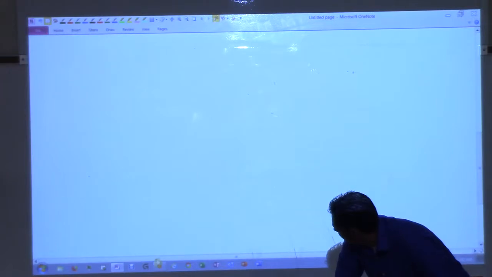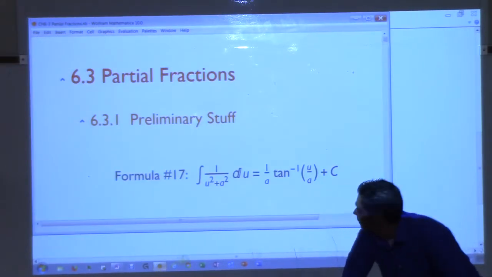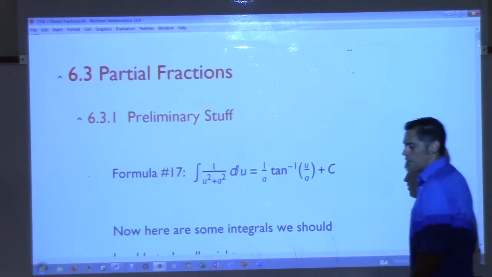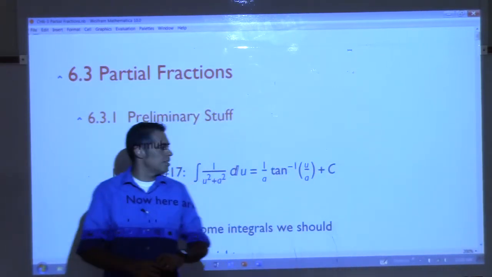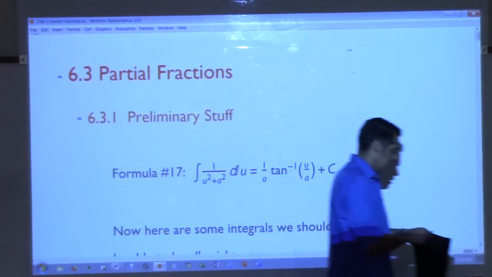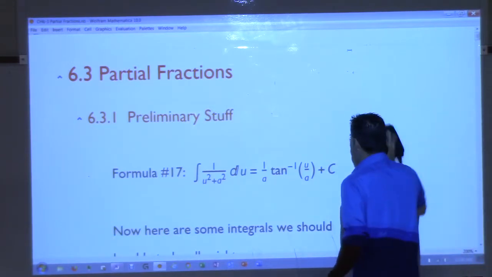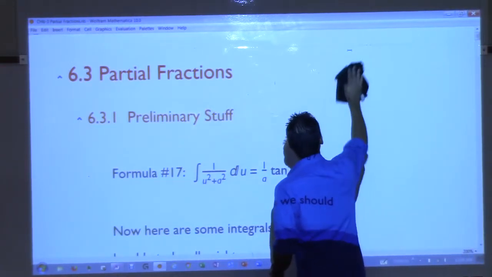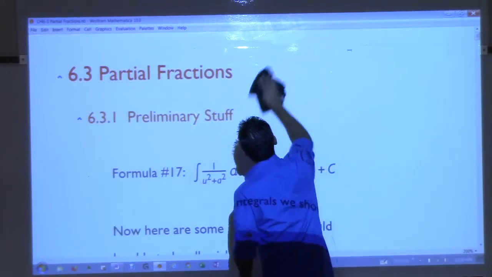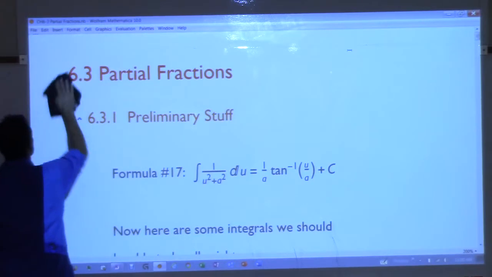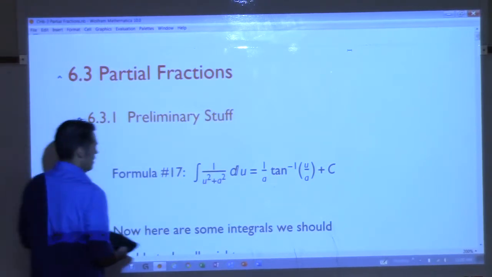Partial fractions. All right, so there's good news. The good news is this is the last technique of integration that we're going to learn. Seem a little bit excited about that. That's the good news. There's no bad news. I'm not following it up with any bad news. Just saying that this is the last one.